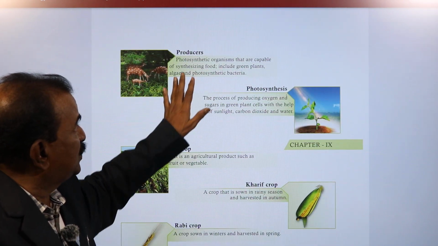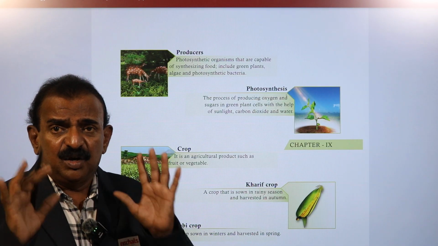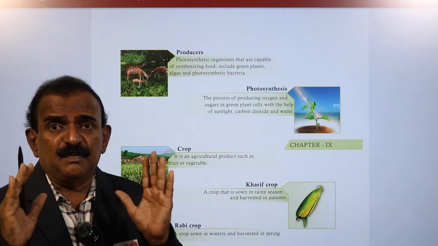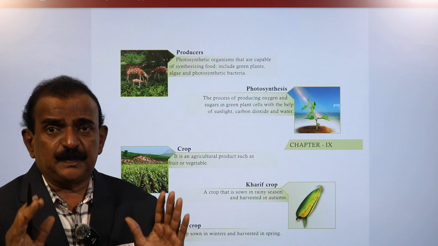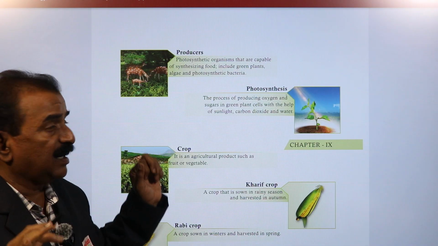Now you are observing producers. Producers are the plants, and plants prepare food, and this plant-prepared food is once again consumed by animals. So plants are called producers.